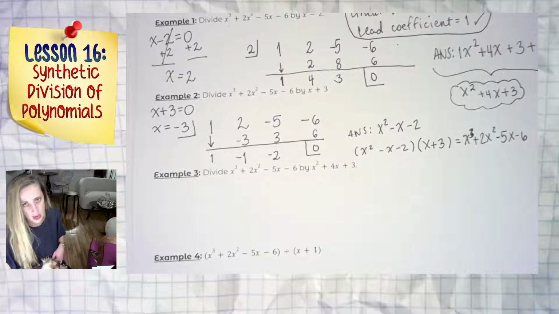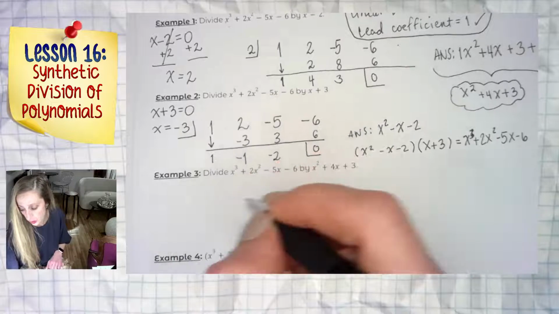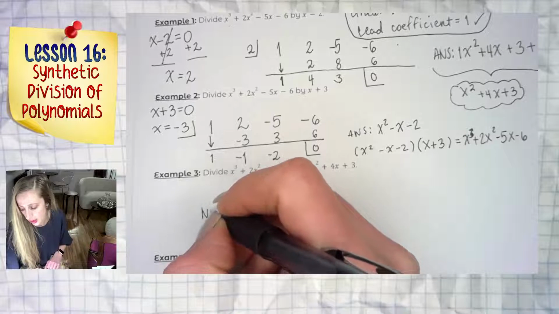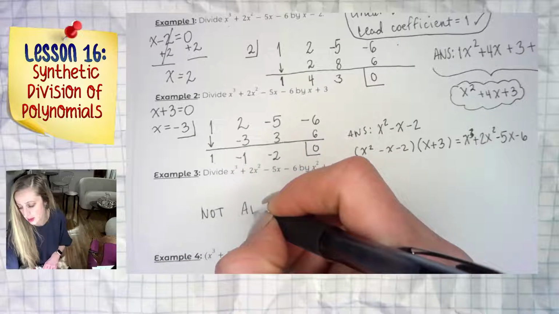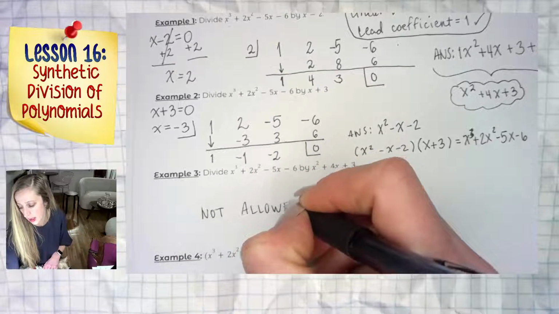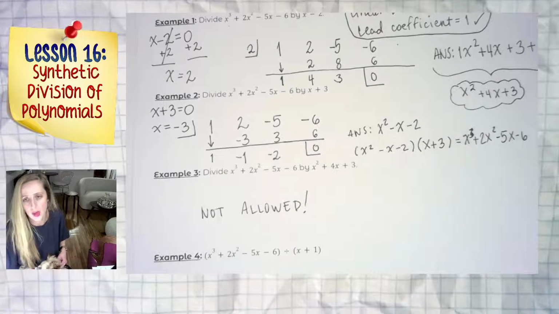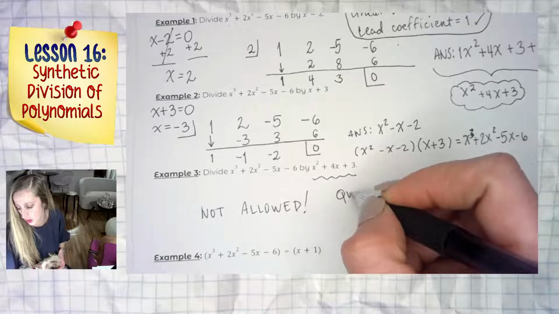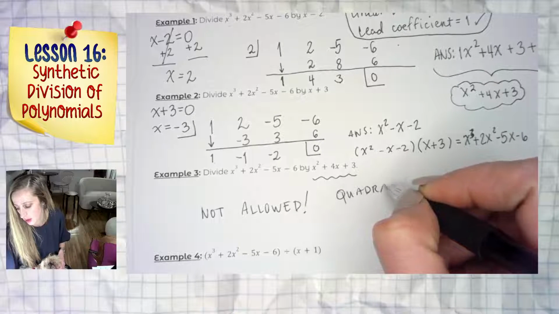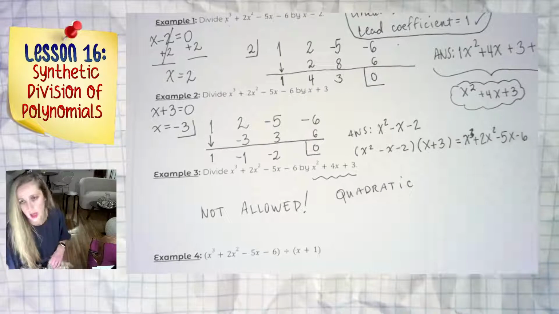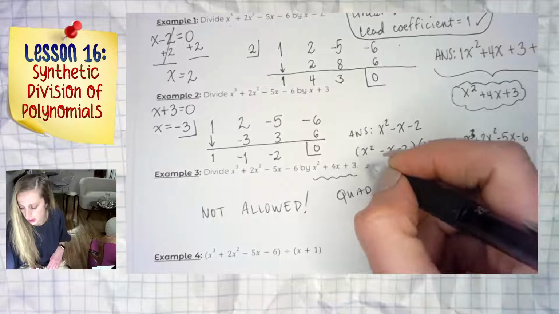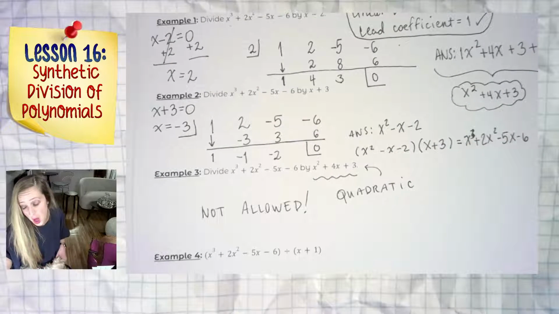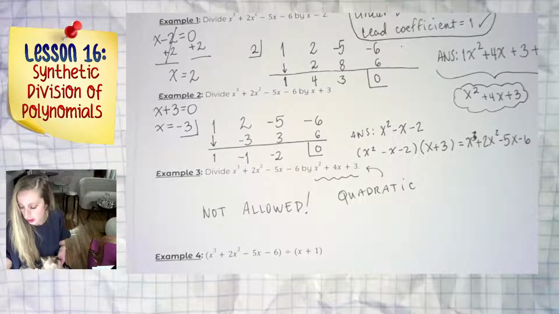Press pause, try, and then unpause when you're ready to go over it with me. Hopefully, we're all very clever, and we saw right away that this is not allowed. We can't use synthetic division on this. We would have to use long division. This is not a linear factor. This is a quadratic, and that is certainly not allowed. All right. Our lead coefficient's 1, but it's not linear.